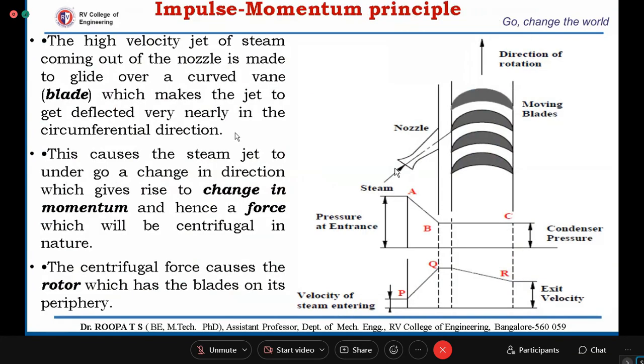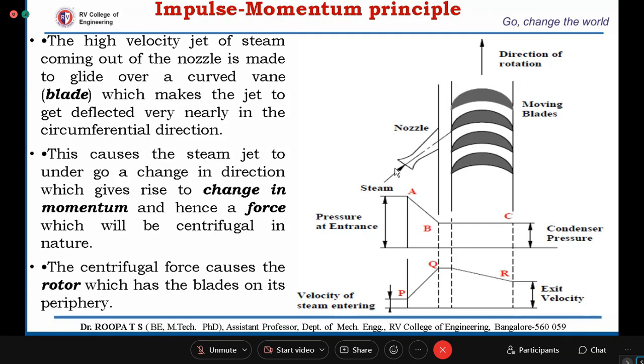This is what I told you to look into, the second law of Newton. What does Newton's second law say? I told you people to look into it. The rate of change of momentum is directly proportional to the force applied and takes place in the direction of force. The rate of change of momentum of an object will be directly proportional to the force acting on it, or the force applied. That is what Newton's second law says.